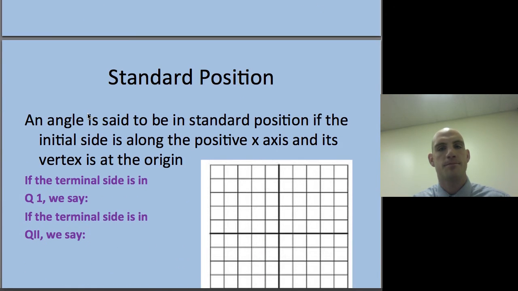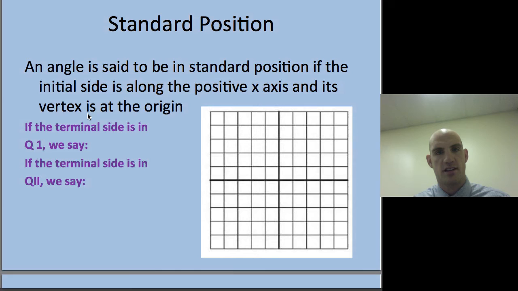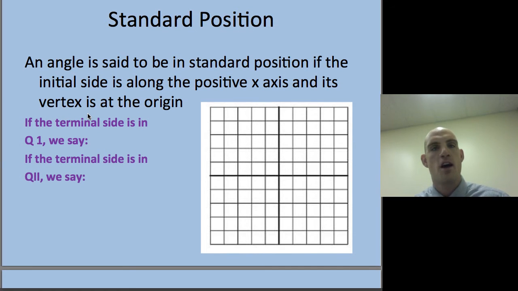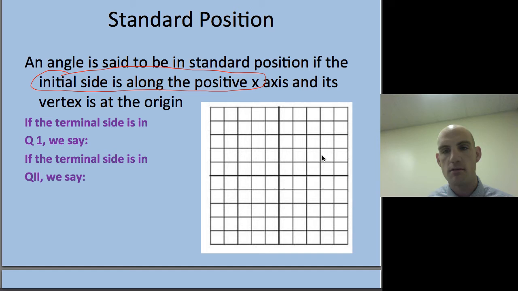The second topic on today's slate is standard position. Why do we use standard position? We use standard position so that we always know where we start from. And here's where we always start from. We always start with the initial side along the positive x-axis. That's here. And this is always the start. Well, what does it look like?